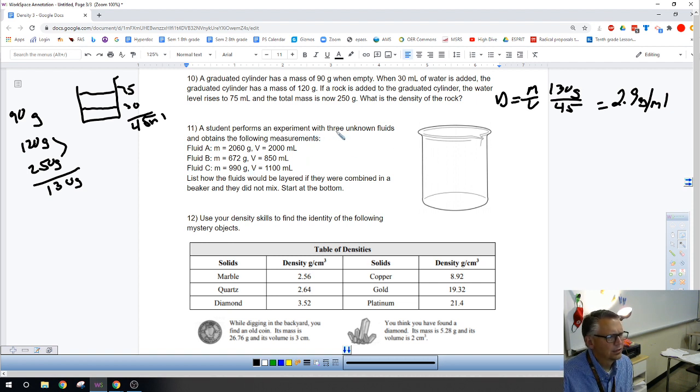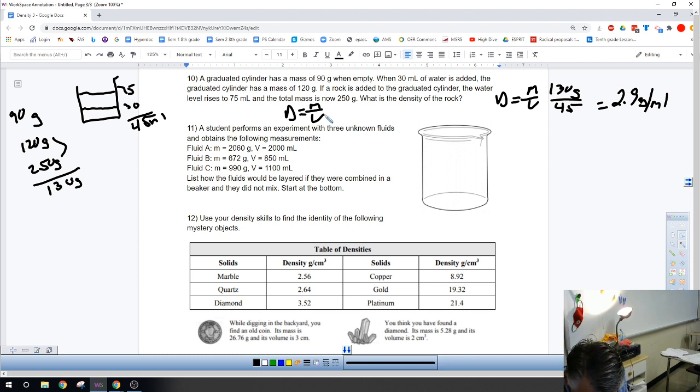A student performs an experiment with 3 unknown fluids and obtains the following measurements. List how the fluids would be layered if they combined in a beaker and they did not mix. Start at the bottom. Okay, so we need to find the density for all of them. So density is equal to mass divided by volume.